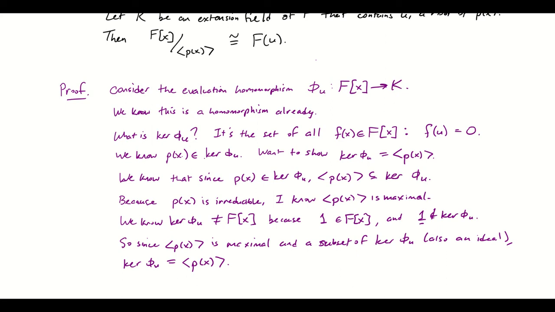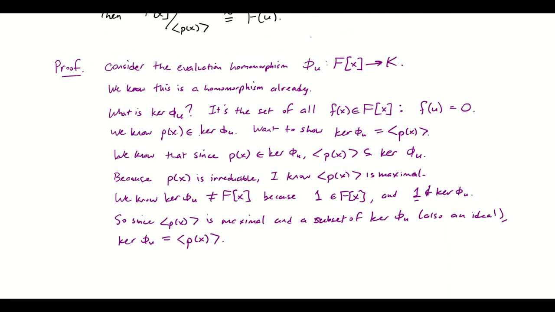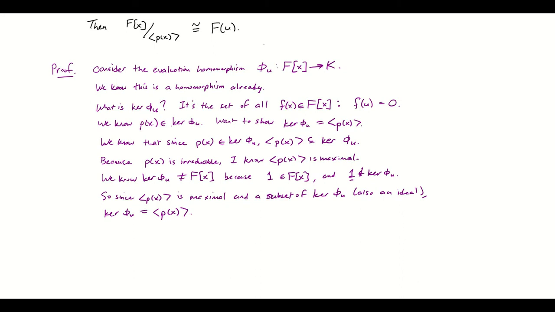Now we need to think about the image. So here's what the next phase of the proof looks like. Let me keep the main result in the window here so we can see it. All right, so next up, we need to show that the image of the map, the image of phi sub u, is exactly the field F adjoin u. That is, it's the smallest subfield of K that contains both F and u.